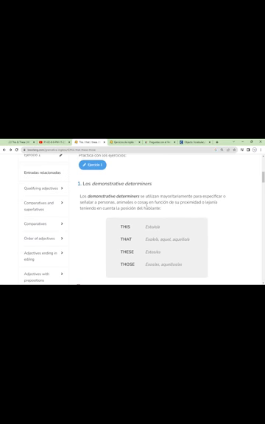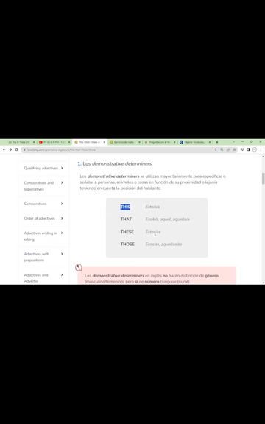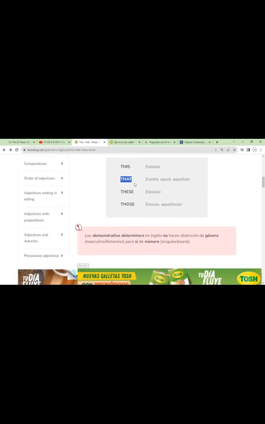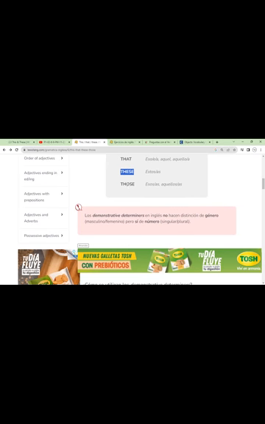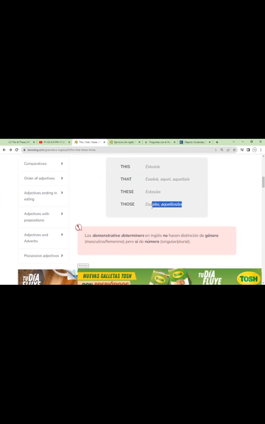This, that, these, and those. Now, I share this link, okay? So pronunciation this, pronunciation that, pronunciation these, pronunciation those. You can see the meaning over here, right? So I won't tell you the meaning in Spanish.